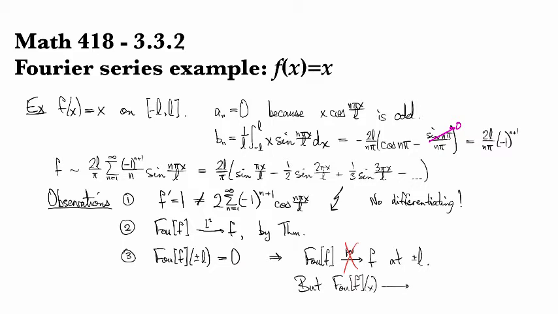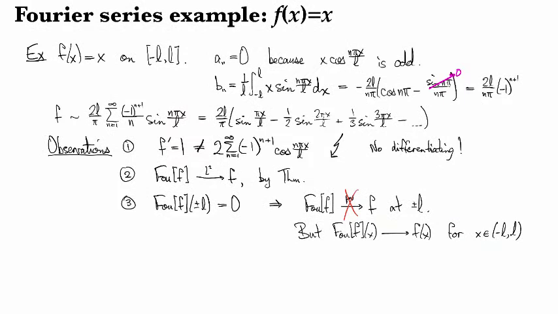So if I evaluate at x, that converges to f of x for x in the interior of the interval that we're looking at. And then we can also ask the question: does the Fourier series of f converge to f uniformly? And so what do we have with that one?